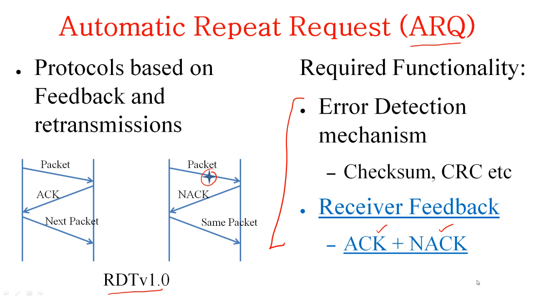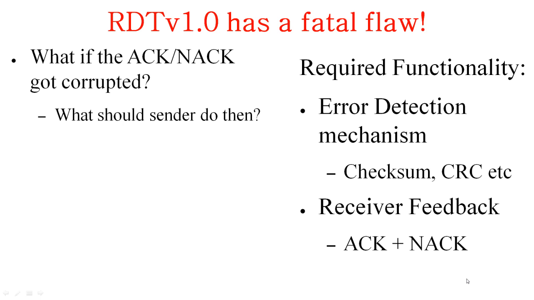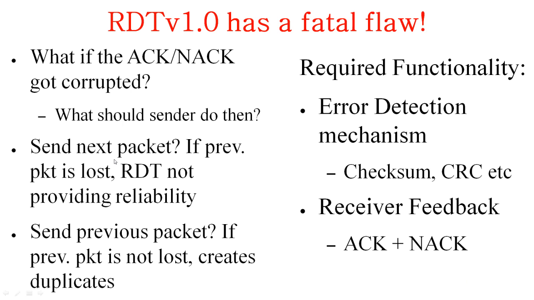So is this functionality adequate to provide reliability? What if the ACK or NAC got corrupted, in which case the sender has no idea about the feedback? It doesn't know whether the feedback is positive or negative. Now what should the sender do then? If the designer is an optimist, he can just assume that the corrupted packet is an ACK and send the next packet. But what if the previous packet was lost? Then your RDT protocol is not providing reliability.